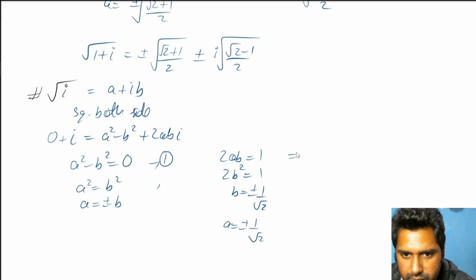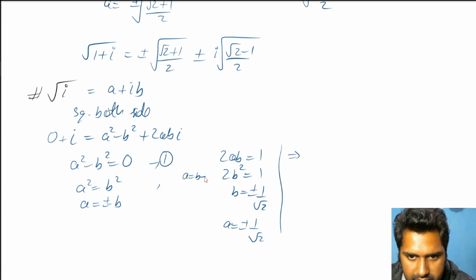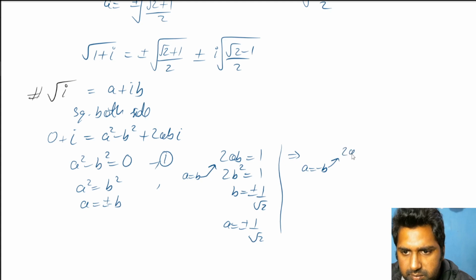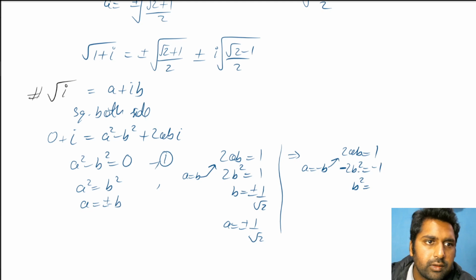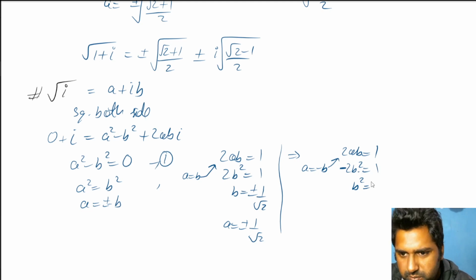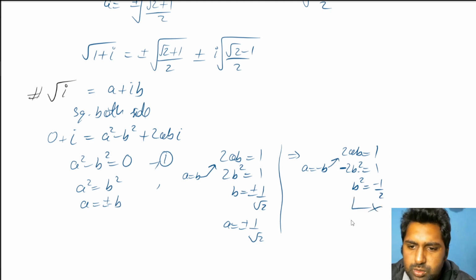Let's see what happens if you put negative. I replaced a with b in this equation. If we replace a with minus b, let's see what happens. 2ab equal to 1, so minus 2b square equal to 1. So b square is minus 1 by 2. The square of any number cannot be negative, so no solution for this.